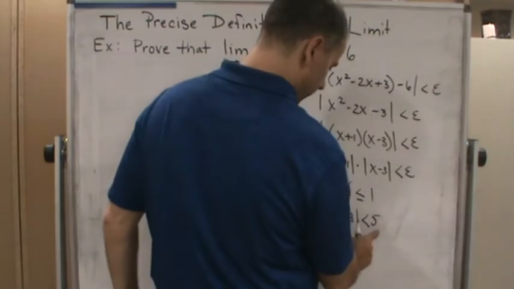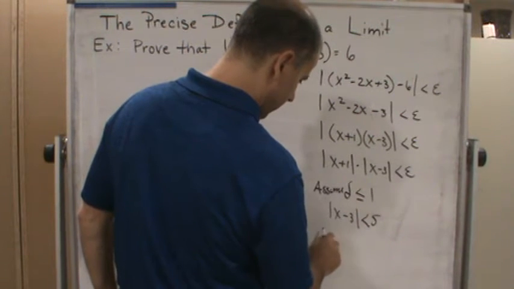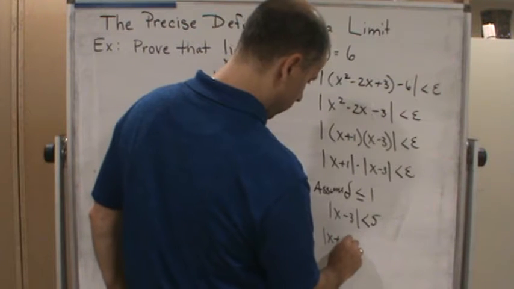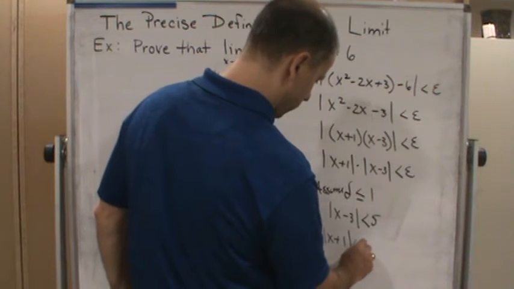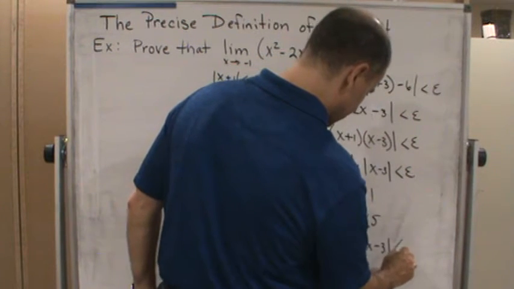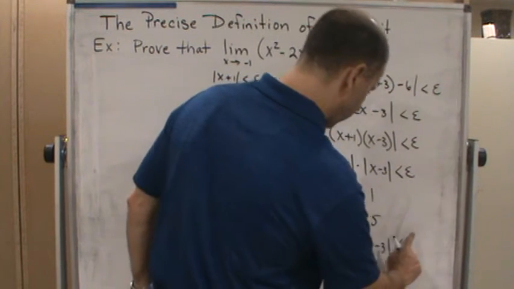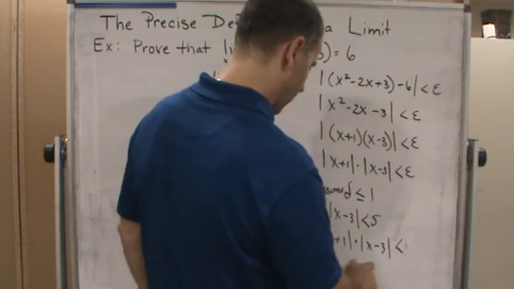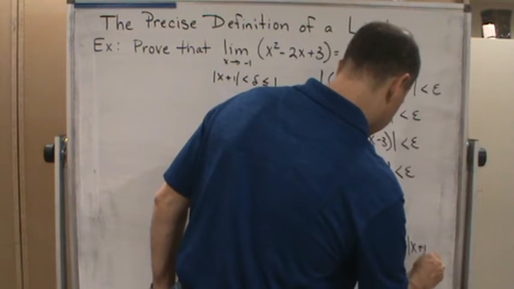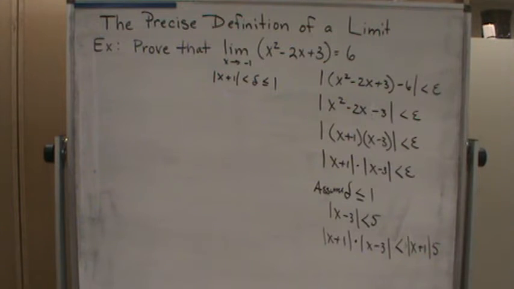Right. So if this is true, then what happens? Well, this incorporated with this gives us that the absolute value of x plus 1 times the absolute value of x minus 3 has to be less than epsilon, is less than the absolute value of x plus 1 times 5. There we go. That's what I want.